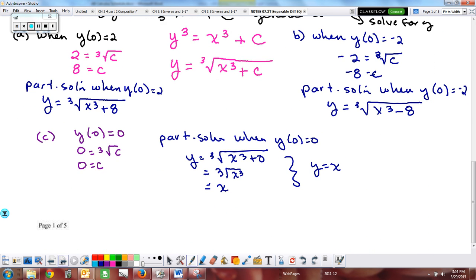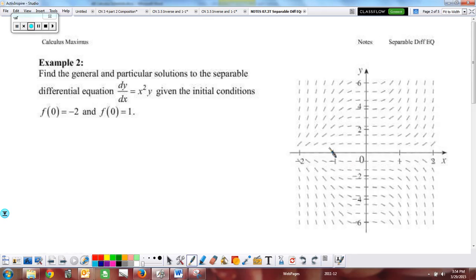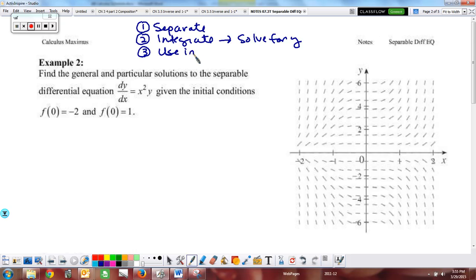All right? So that's the idea with our differential equations, that the first thing you always do is step 1, you separate. Step 2, you integrate. Usually after you integrate, you solve for y, if you can. And then the third thing that you're going to do after you solve for y is you use your initial condition to find your particular solution.